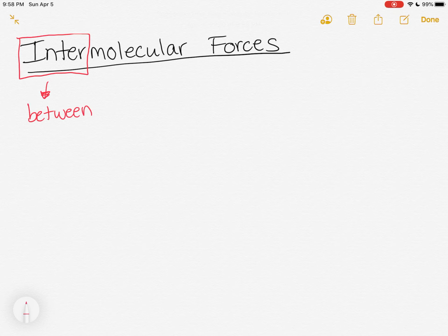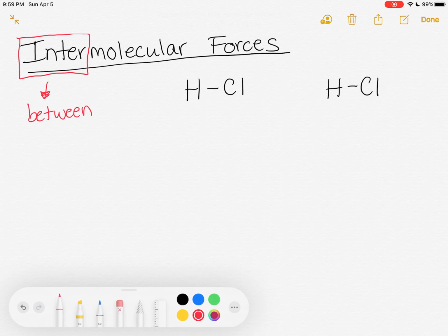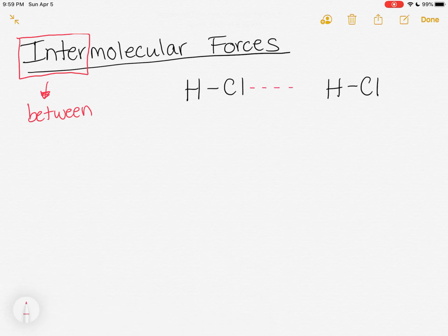So if we want to draw what that looks like, if we were to draw a molecule of HCl and then have a separate molecule of HCl, so we have these two molecules of HCl, they can have a force of attraction between them, and that is an intermolecular force. So one HCl molecule is being attracted to a different HCl molecule, and that is our intermolecular force.